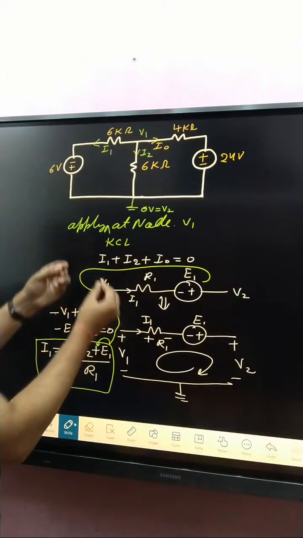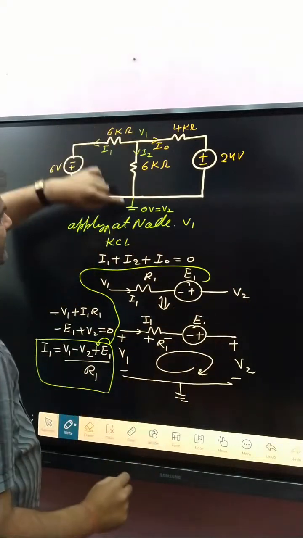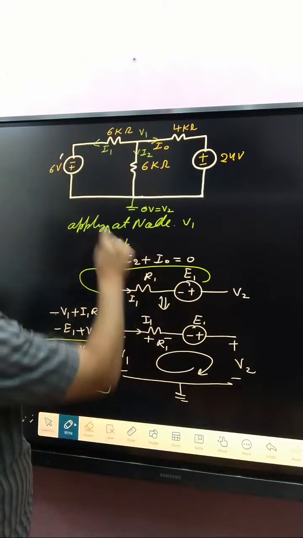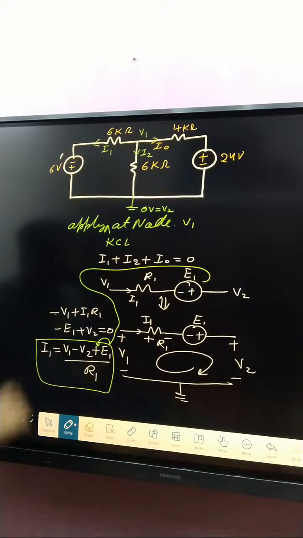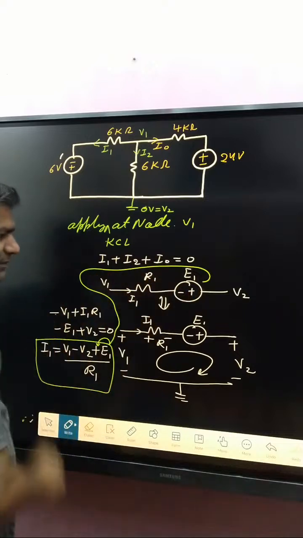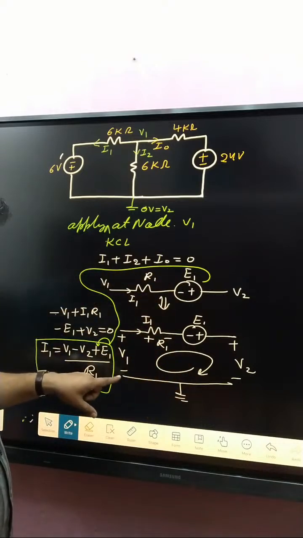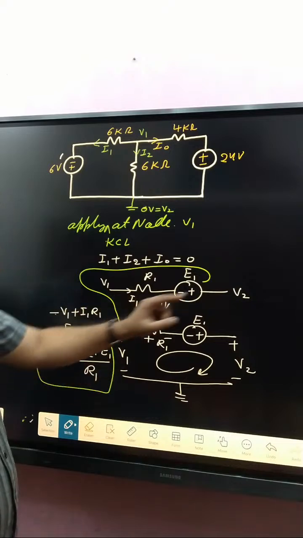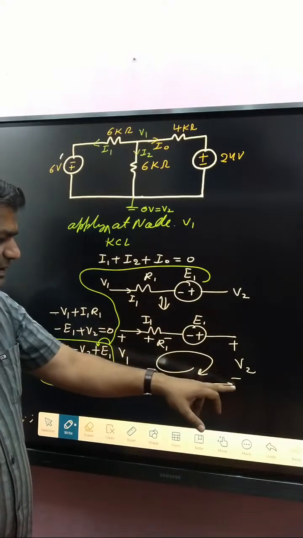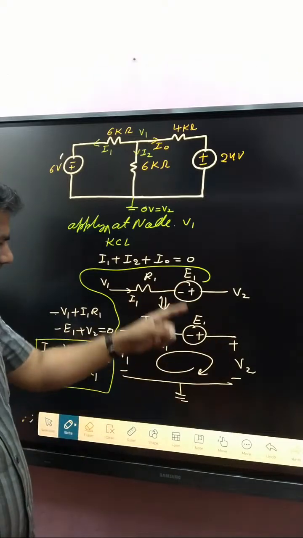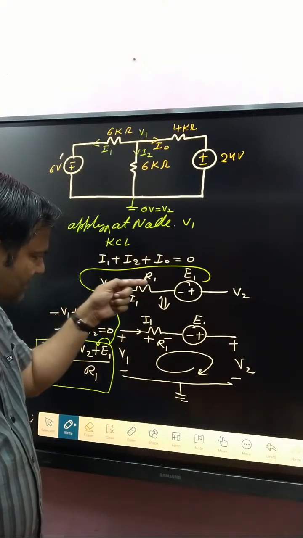So first of all, take that branch and represent it like this. Here V1, here V2, and suppose a generalized source E1 and resistance R1. Here V1 with respect to ground, and V2 means positive V2 with respect to ground. And here E1, here R1, with the current polarity decided: positive here, negative here.